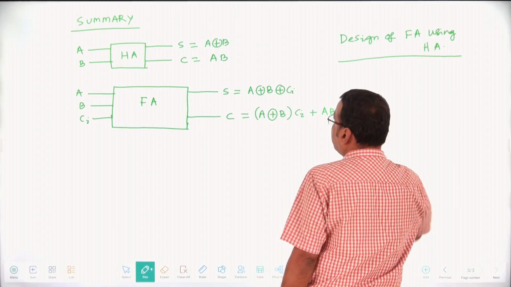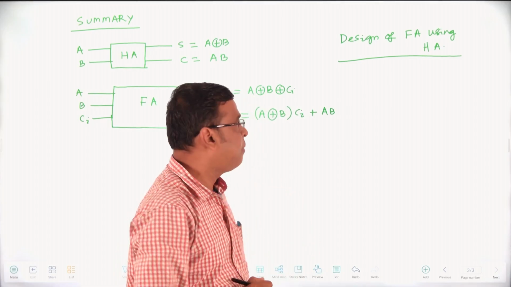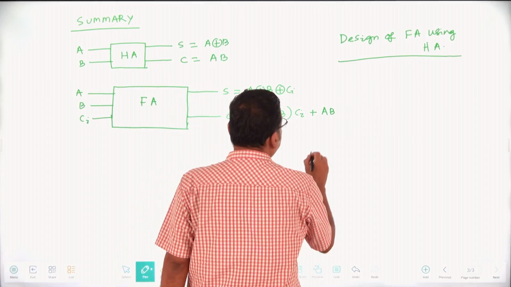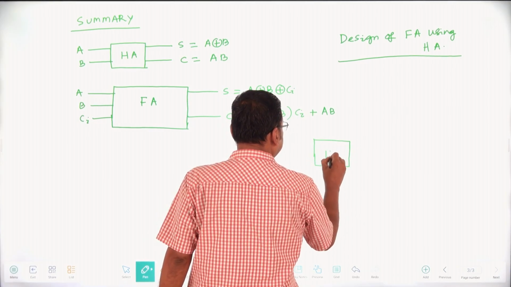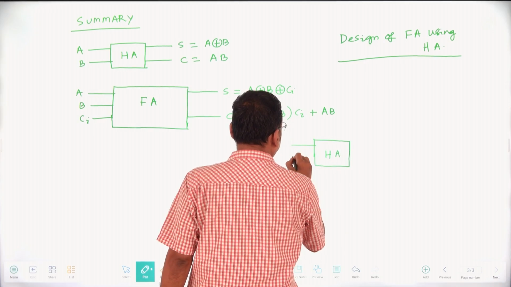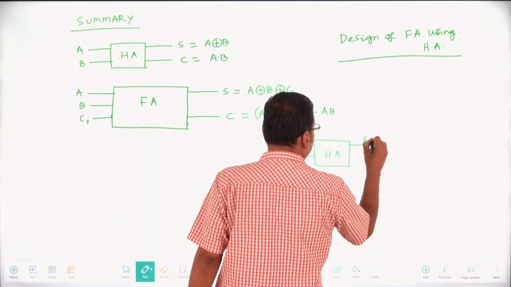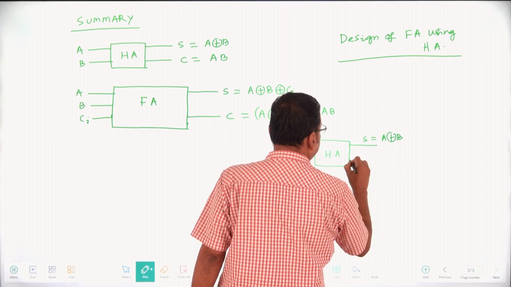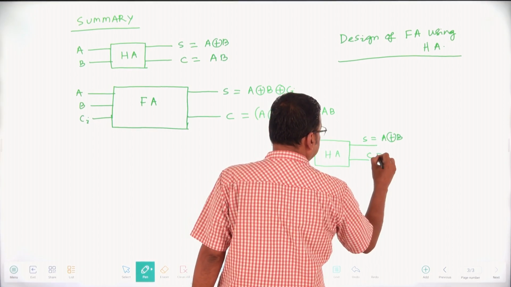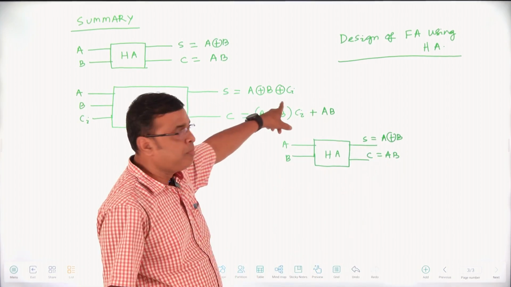Okay, we have only half adders, we don't have full adders. So how to design a full adder using half adders? Already I told you, in case of a half adder, the two inputs are A and B, the sum S equals A XOR B, and the carry is A into B, C equals AB. Then how to generate A XOR B XOR CI?